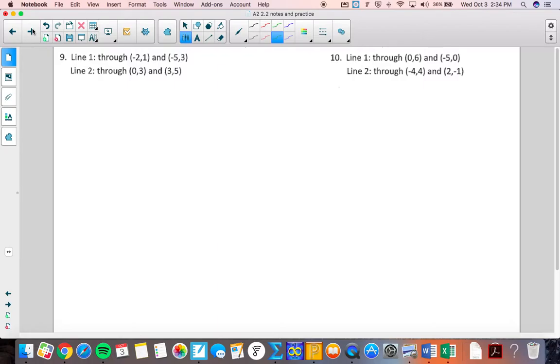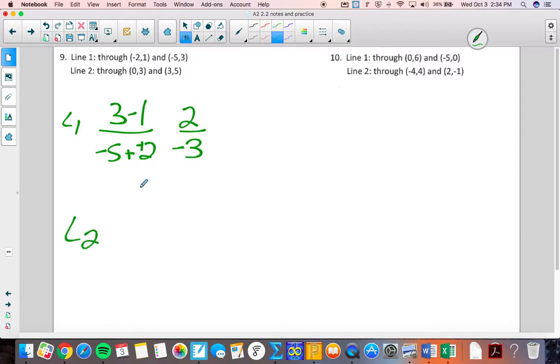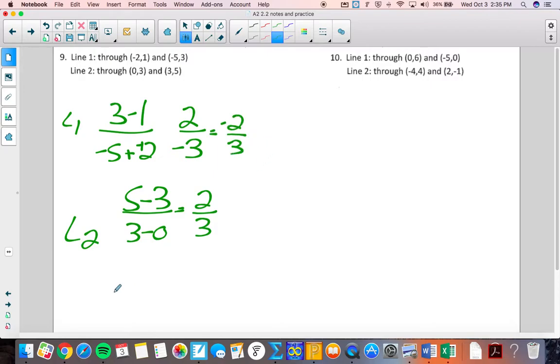I'm running low on time. Here we go. So line 1, 3 minus 1 divided by negative 5 minus negative 2. We get 2 over negative 3. Line 2, 5 minus 3 divided by 3 minus 0 equals 2 thirds. So those are opposites, but they're not reciprocals. So this is neither.